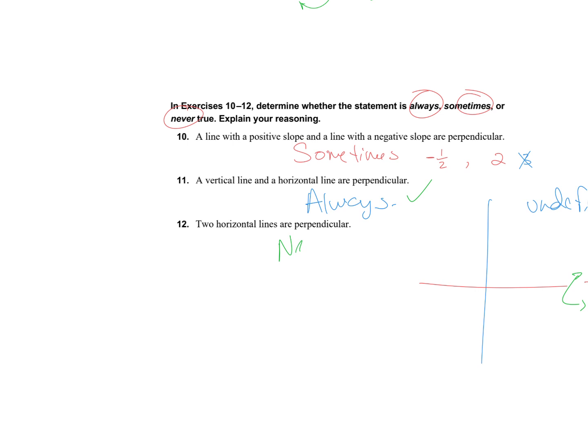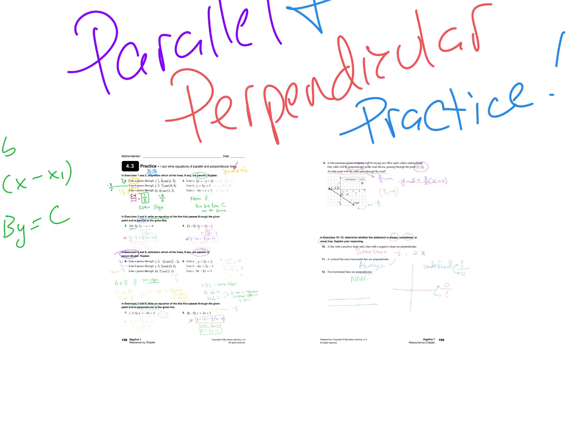Two horizontal lines are perpendicular. That is never true, because I could draw a horizontal line, and I draw that one. And horizontal is perfectly 0 slope. So technically, they would sometimes be parallel, but never perpendicular.